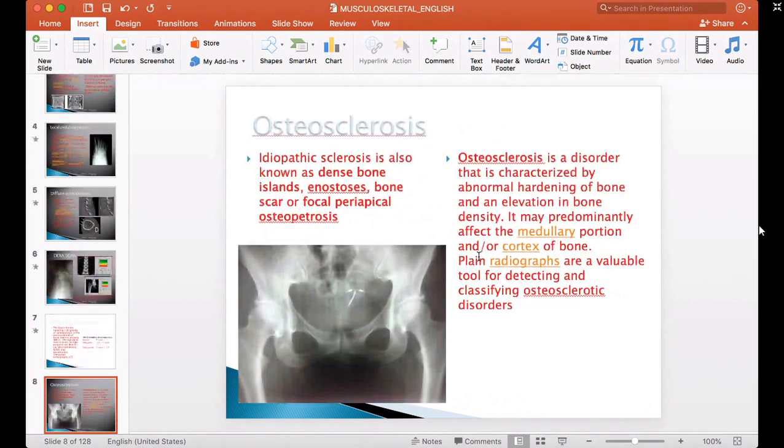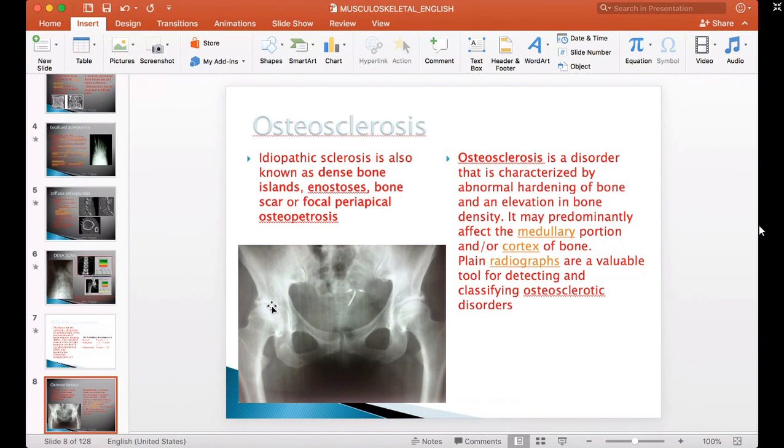The opposite process of osteoporosis is called osteosclerosis. In osteosclerosis the bones appear very, very dense. We can have either bone islands, or hyperostosis, or some bone scars, or even some focal periapical osteopetrosis. So in that disorder, we have hardening of the bones and elevation in the bone density.